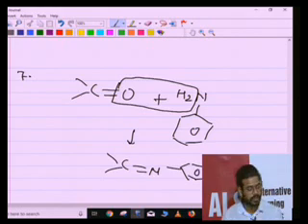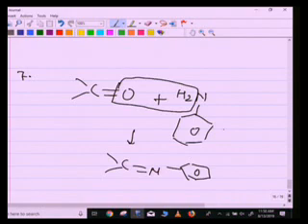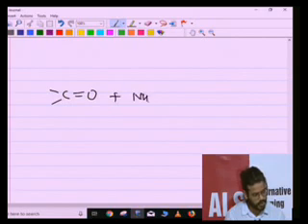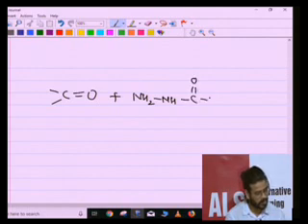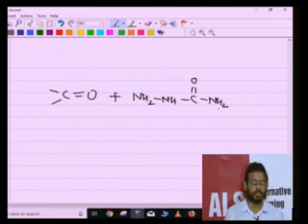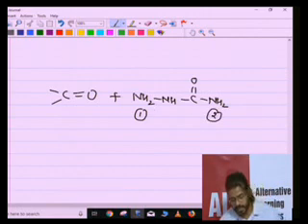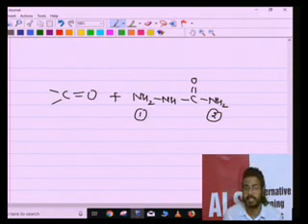Okay, so let's move to the next one. I guess this one is clear. Okay, the last one is semicarbazide, which is a very important compound. So the reaction of again C double bond O plus NH2 NH C double bond O NH2. It has two NH2 groups. First is here, this one, let's say group number 1, and the other one is group number 2. My question is, which group, the first or the second one, reacts with the carbonyl group?